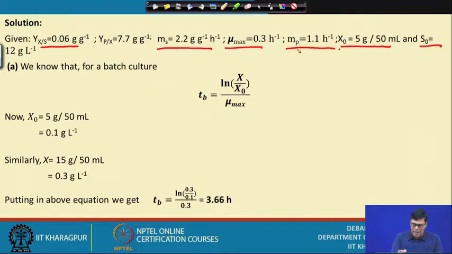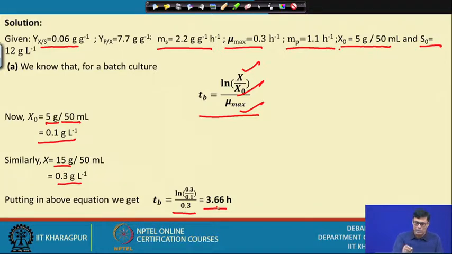Now, we know that in the batch culture, which we already derived, t equals ln x by x0 divided by mu max. Now, x0 value we can easily calculate. The 5 gram was the initial cell mass, and your culture volume is 50 milliliter. So your cell mass concentration is coming around 0.1 gram per liter, am I right? And the final cell mass concentration is 15 gram divided by 50, that is 0.3 gram per liter. So here in this problem we have the x value, we have the x0 value, we have the mu max value. If you put all these values, we can find out the time required for the batch process.